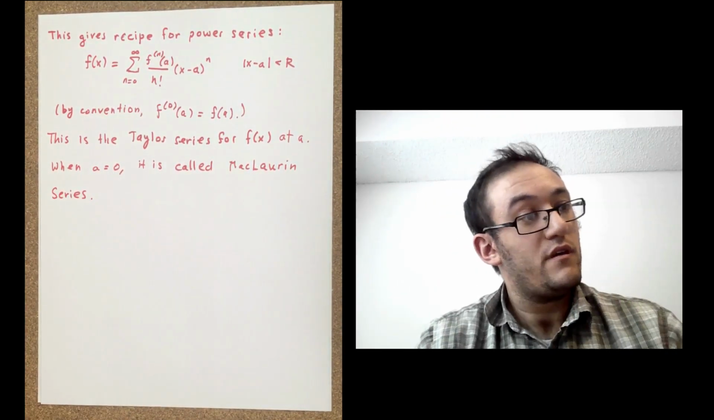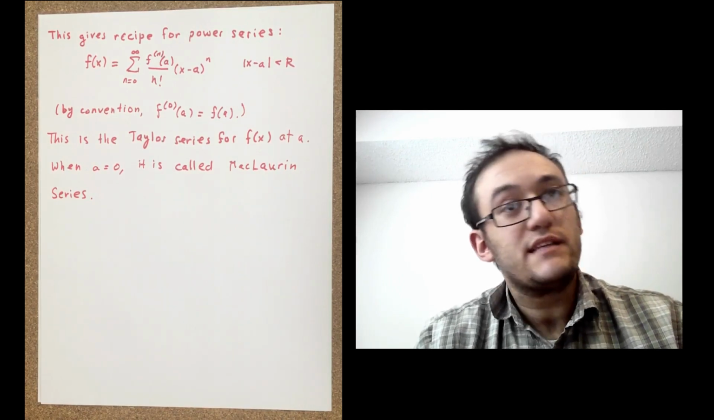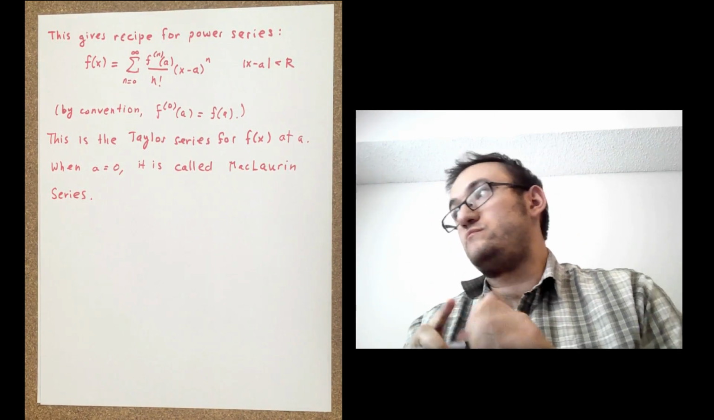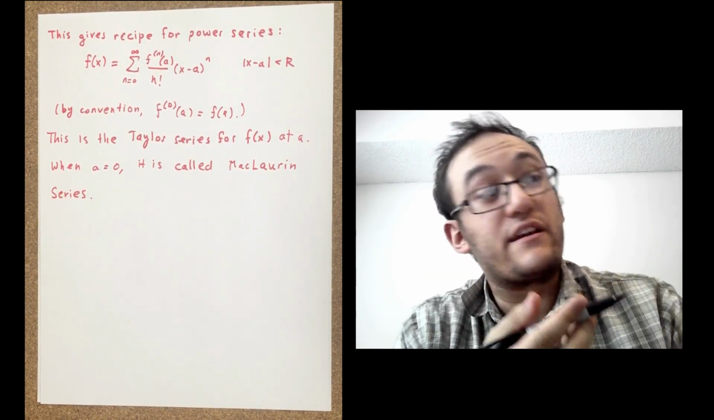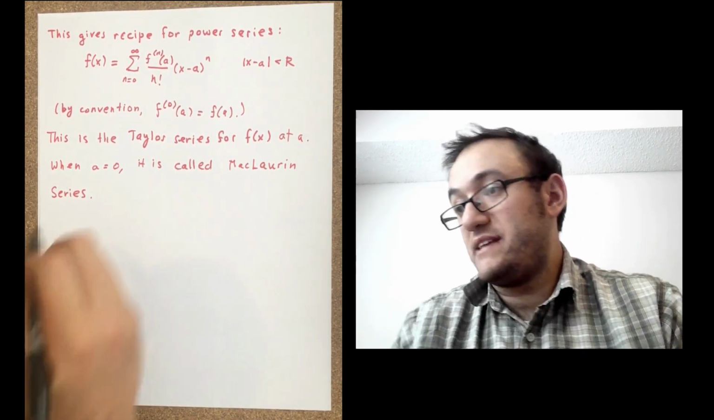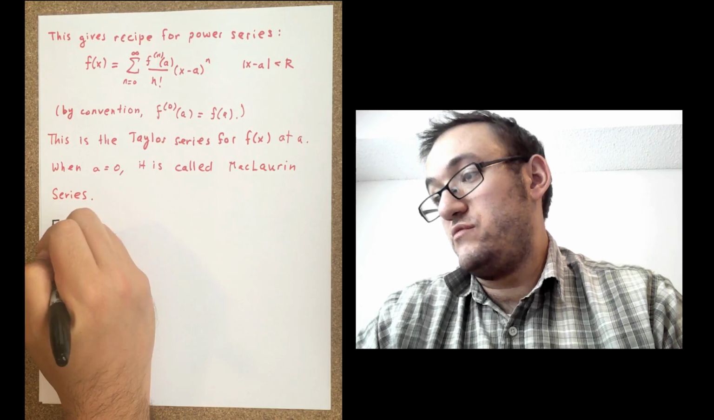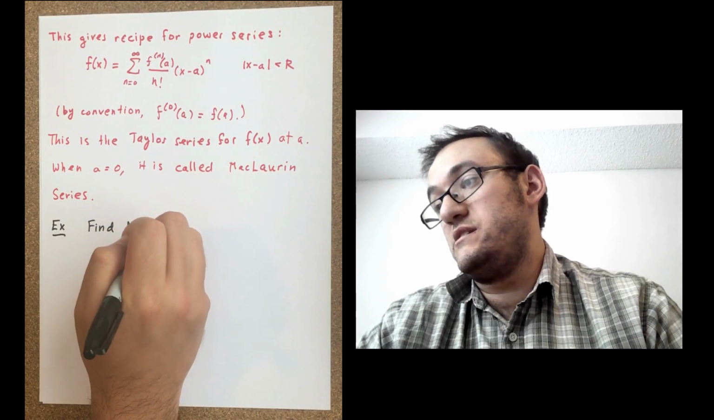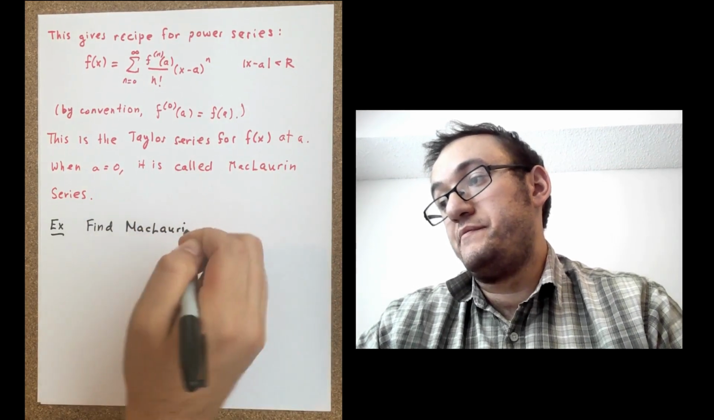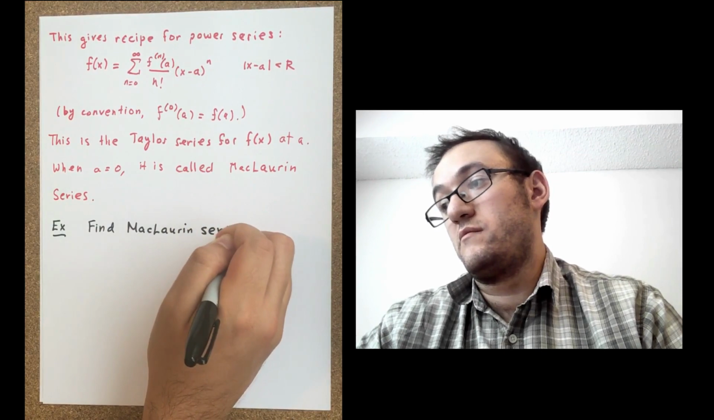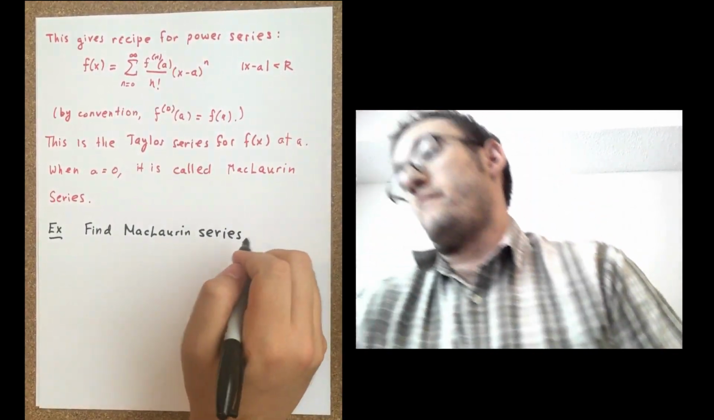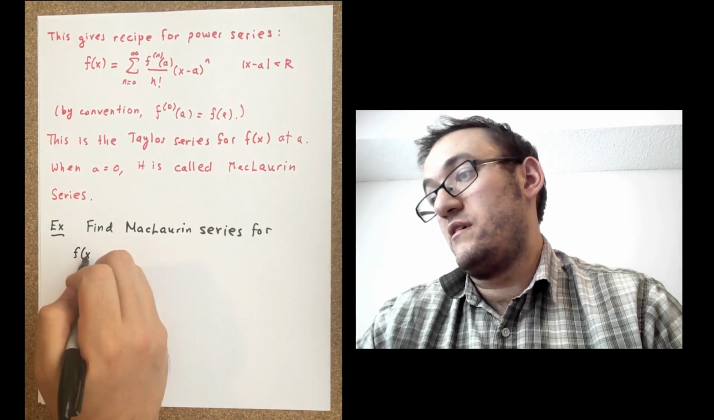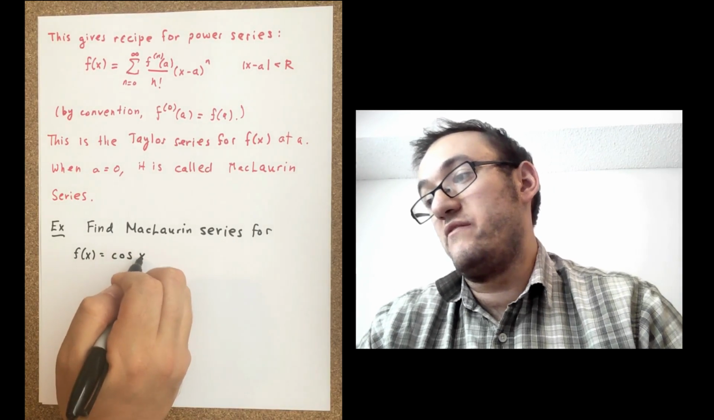Okay? So let's do an example. Let's try to figure out what this Taylor series looks like for a familiar function. So let's do this example. Find the Maclaurin series for f of x equals cosine of x.